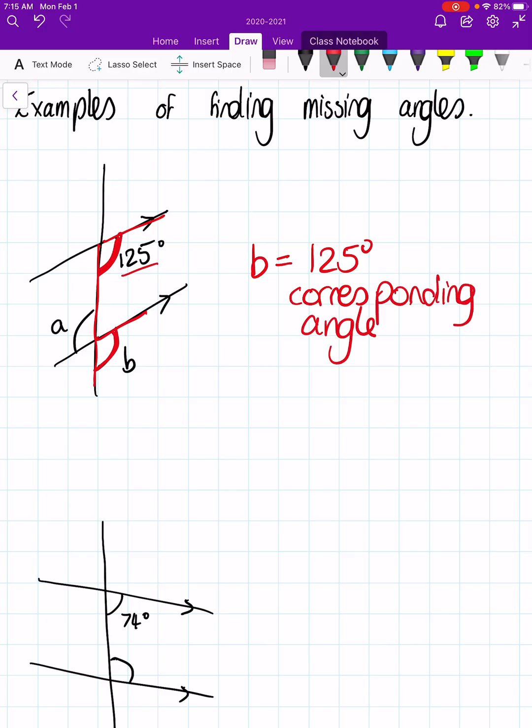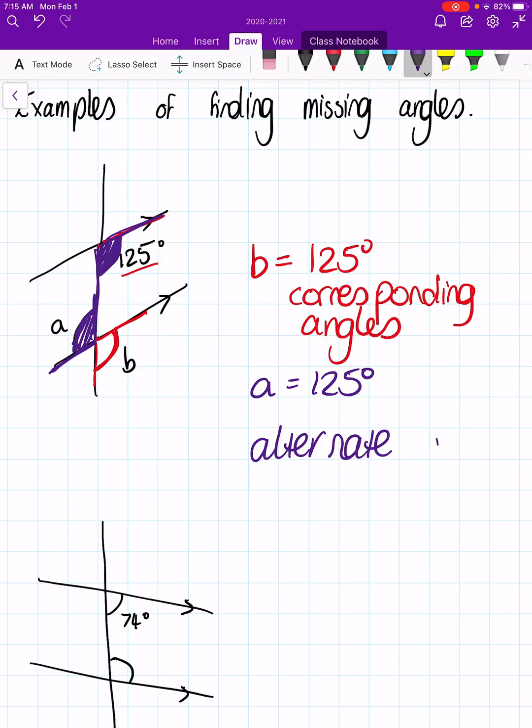And then we also have that this 125 here will be equal to A as well. They make the Z shape, which actually is backwards on this diagram, but A is also 125 degrees, and this is because of alternate angles. It also makes sense for A and B to be 125 because they're also vertically opposite to each other, so they will be equal.